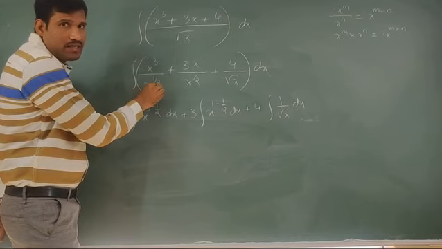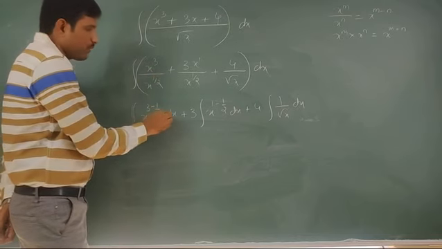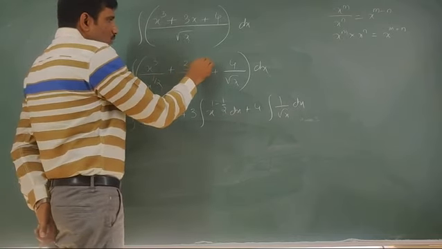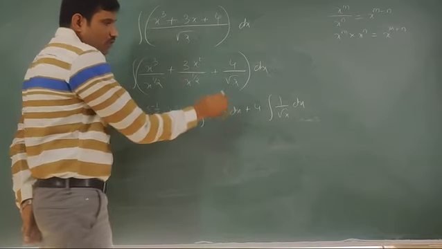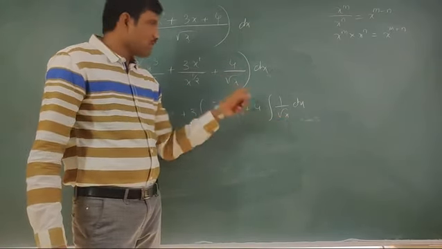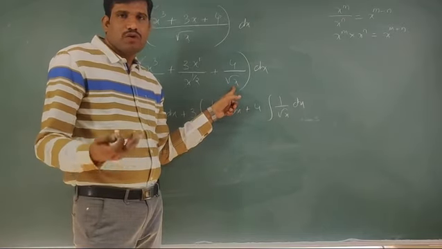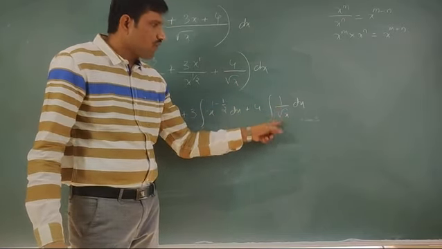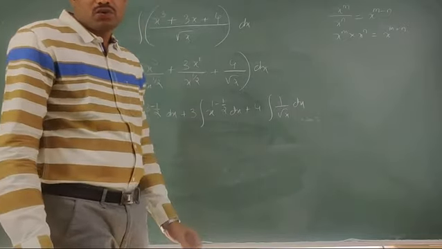x raised to m minus n, so that is 3 minus 1 by dx, plus 3 into x raised to 1 divided by x raised to 1 by 2, that is 1 minus 1 by 2, into dx, plus 4 into integration of 1 by root x. Here I am not writing x raised to 1 by 2 because I already know the integration of 1 by root x. The standard formula is there, that is 2 root x.